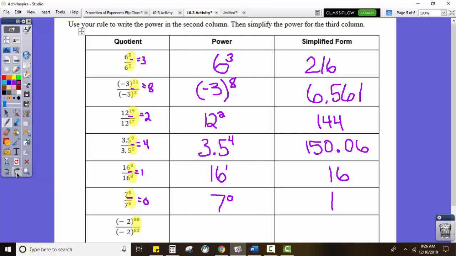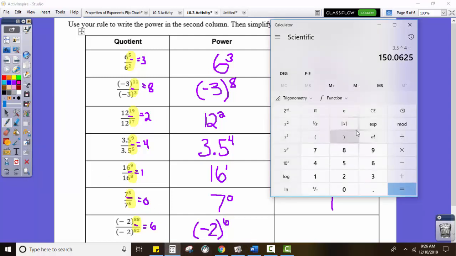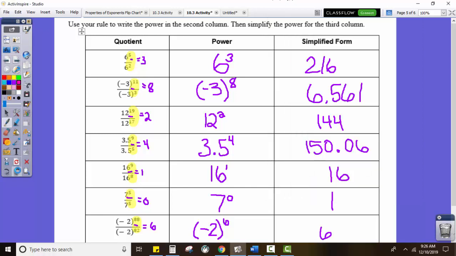And next one, -2 to the 88th divided by -2 to the 82nd. So you're not going to want to write out -2 88 times and 82 times. That's a lot of tedious work. Remember, subtract your exponents. 88 take away 82 is 6. So I have -2 to the 6th power. Okay, and then when I go figure out the value of that, -2 to the 6th power is 64. And it makes things a lot shorter than writing it out in expanded form.